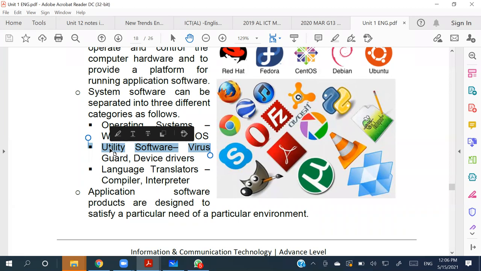As an example, if you take antivirus software in your computer, it is a very good utility software. So there is a specific task. It is given the ability to help carry out the application softwares and the operating system in a smooth manner, right? So that is the thing that we can do through the utility software, right?